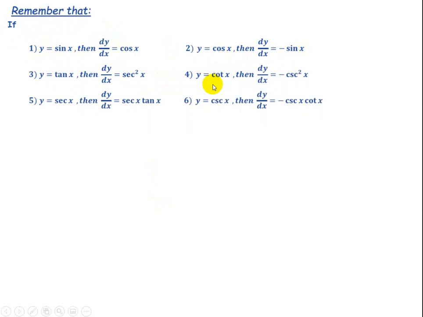And the new one, if y equals cotan x, then dy by dx equals negative cosec squared x. If y equals sec x, then dy by dx equals sec x tan x. If y equals cosec x, then dy by dx equals negative cosec x cotan x.